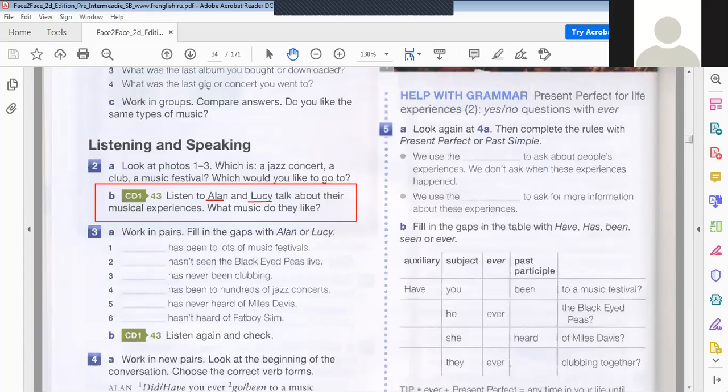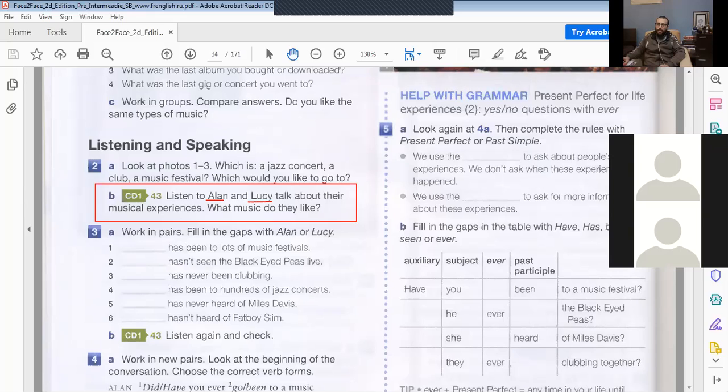All right, so let's answer the first part of the question. Which music does Alan like, and which music does Lucy like? Lucy likes music festivals and clubbing. Classical music. Classical, yes. But Alan likes hip-hop, jazz, clubbing. Okay. And dance music. You mean Lucy? She likes dance. She likes classical music. Yes. Okay. And what else does she like?